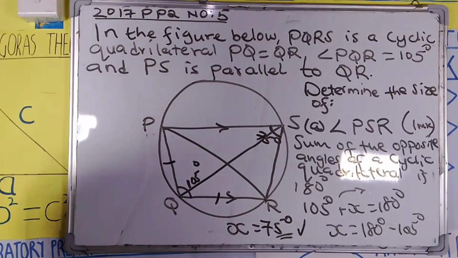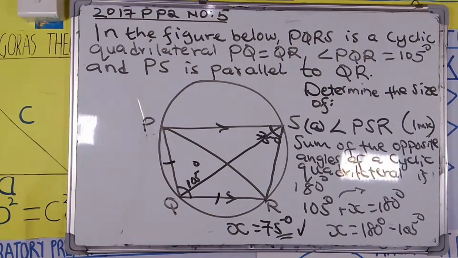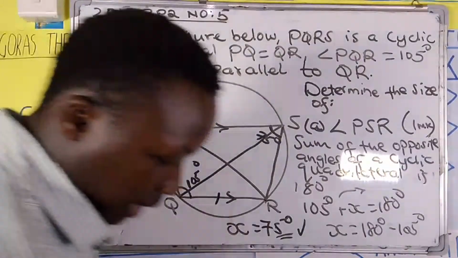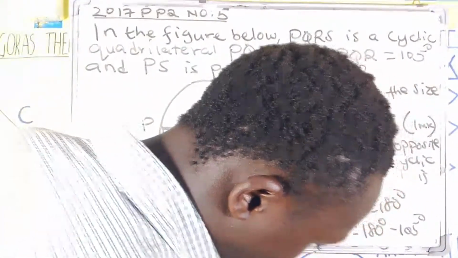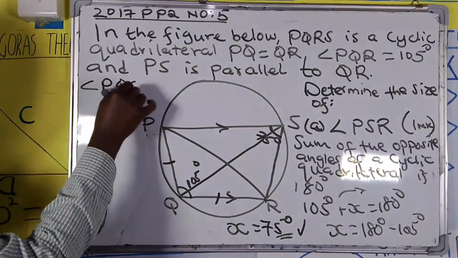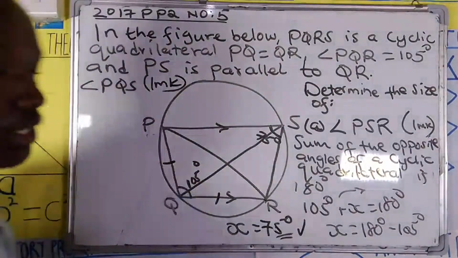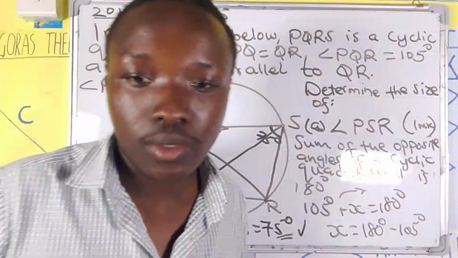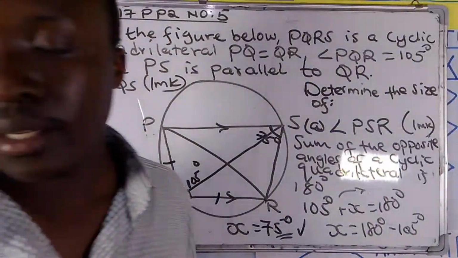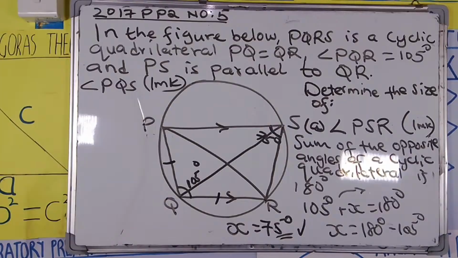So when we get our angle as 75 degrees, let us proceed to the next question. Angle PQS, still 1 mark. The reason I start with these small 3-mark questions is so that by the time we are engaging the bigger one, you will have a clue. So let us continue.